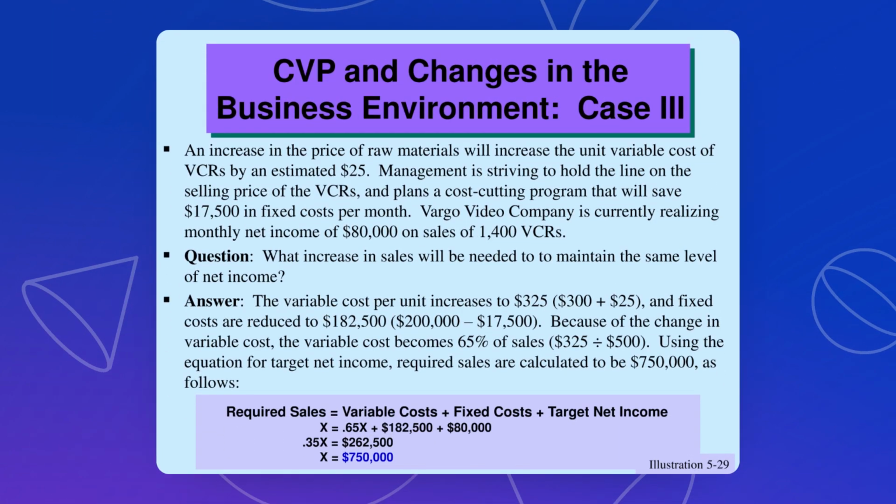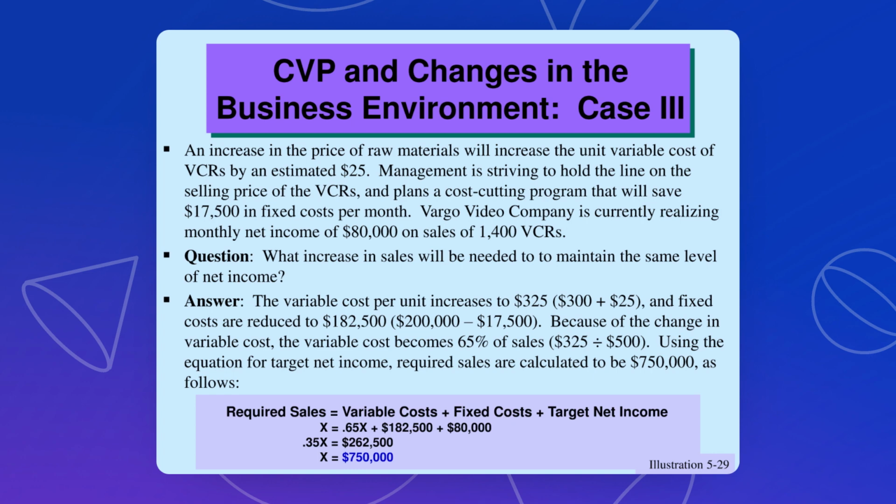Next one, case number 3. An increase in the price of the raw materials will increase the unit variable cost of VCRs by an estimated 25 pesos. So meaning, class, you will increase the variable cost by 25. Management is striving to hold the line on the selling price of the VCRs, so the selling price remains the same. And it plans also to have a cost-cutting program that will save 17.5. From 200, you now have 182,500 in terms of your fixed cost.